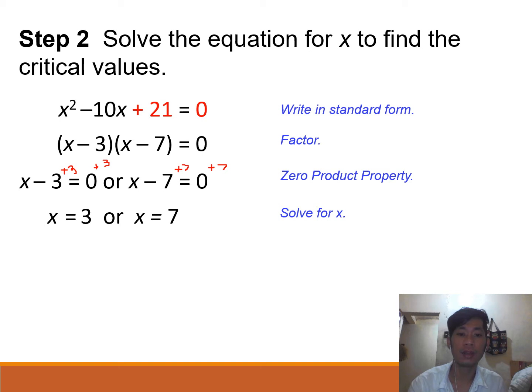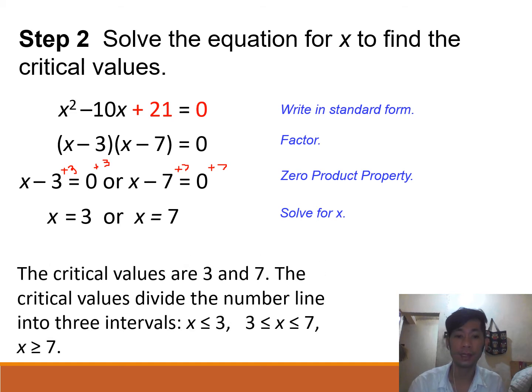So, naging 0 na rin po siya. Then, x na lang po ang natira. It's equal to 0 plus 7, that is 7. So, baka kasi kayo nagtataka, saan galing yung 3, saan galing yung 7? So, nakuha na po natin yung critical values, which are 3 and 7.